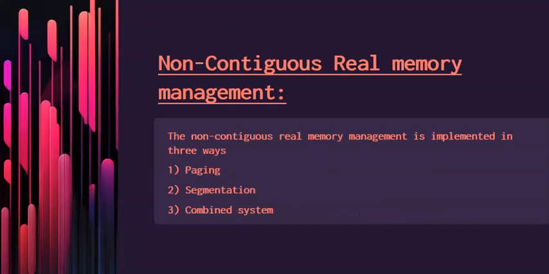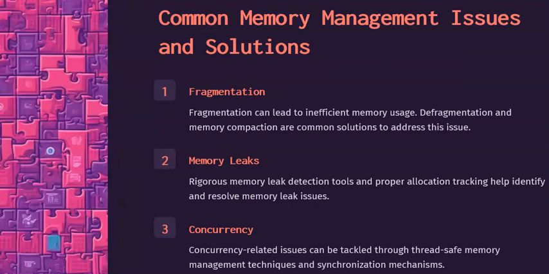The next one is non-contiguous real memory management. It is implemented in three ways: paging, segmentation, and the combined system. Paging is similar to fixed partition, and segmentation is similar to variable partition. A combination of paging and segmentation is called the combined system.